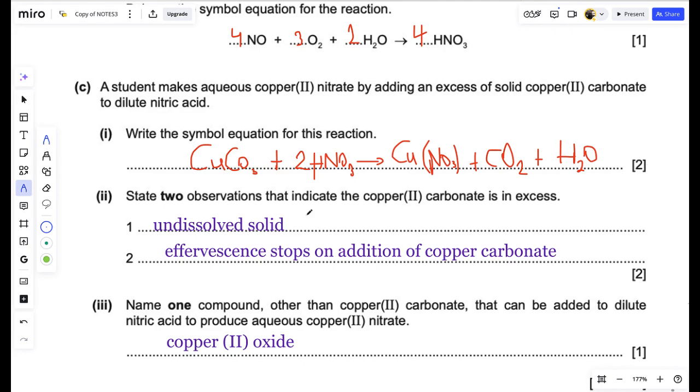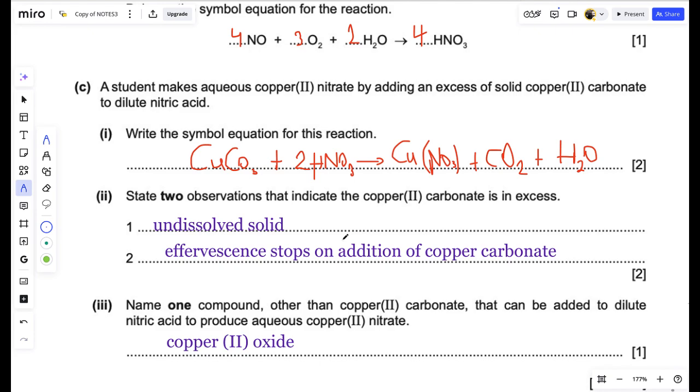We move to the next one. State 2 observations that indicate the copper 2 carbonate is in excess. At the end of the day, you still have some undissolved solid. That's how you know it's in excess. Another one is effervescence stops. What do we mean? No more gas bubbling. Effervescence means bubbles of gas are produced.